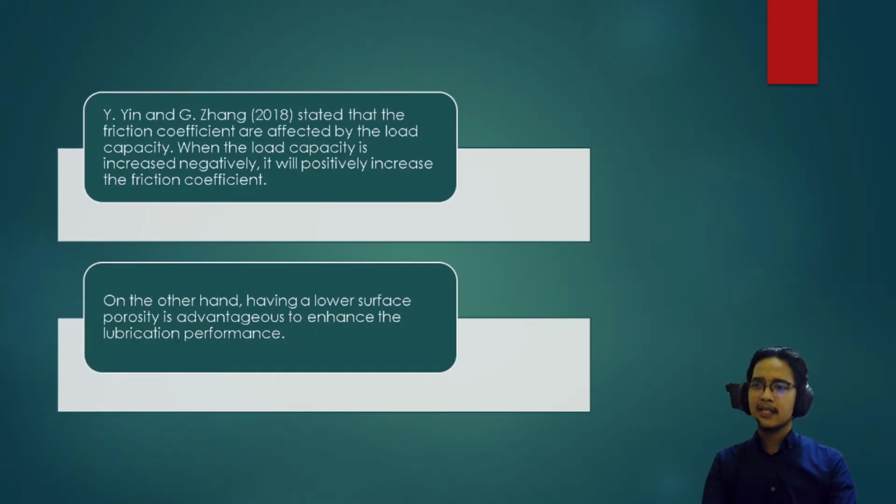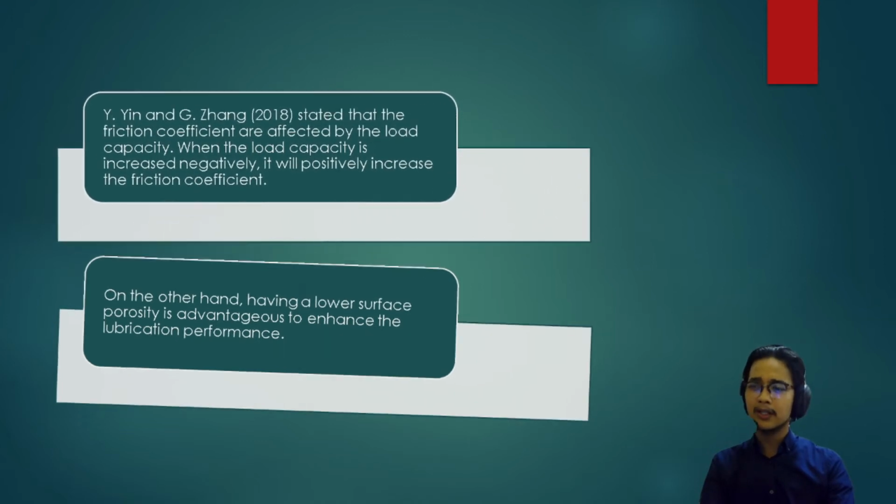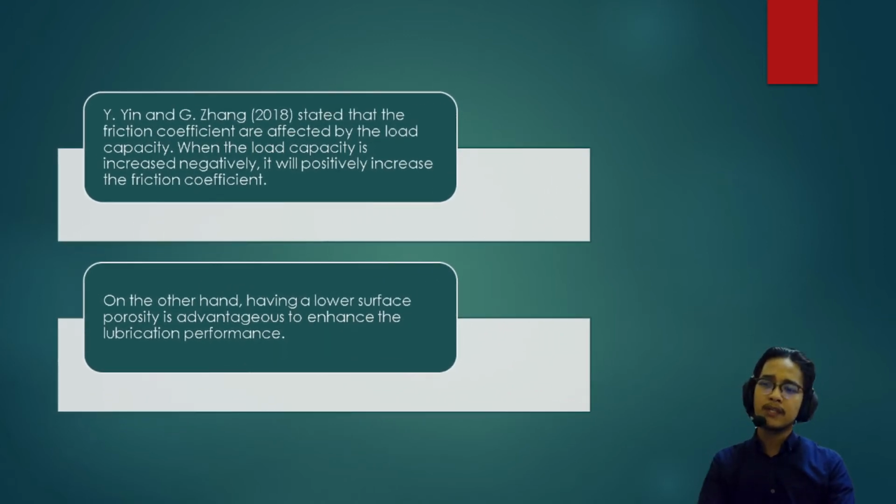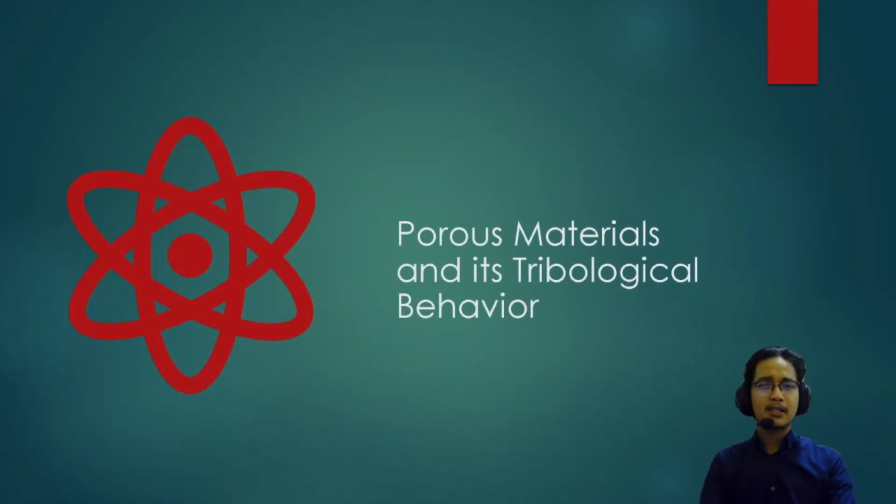Besides that, Yin and Zhang also stated that the friction coefficient is affected by the load capacity. When the load capacity is increased negatively, it will positively increase the friction coefficient. On the other hand, having a lower surface porosity is advantageous to enhance the lubrication performance of the bearings. Next, the porous materials and its tribological behavior.